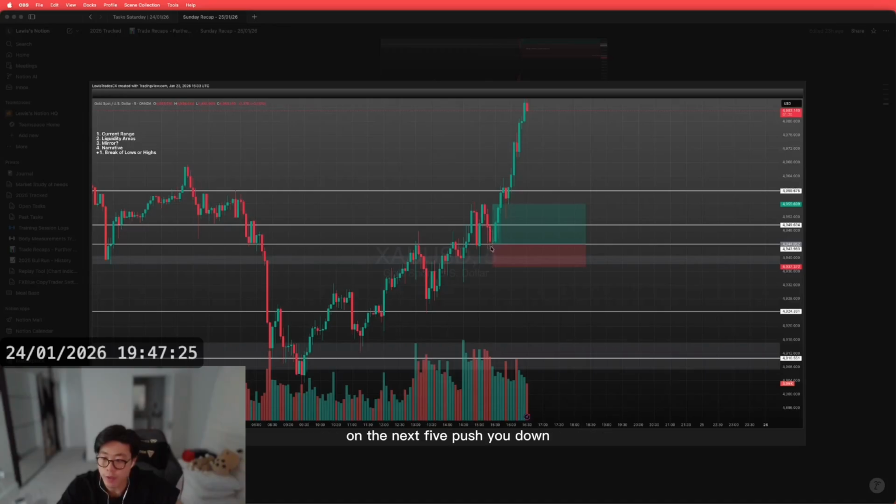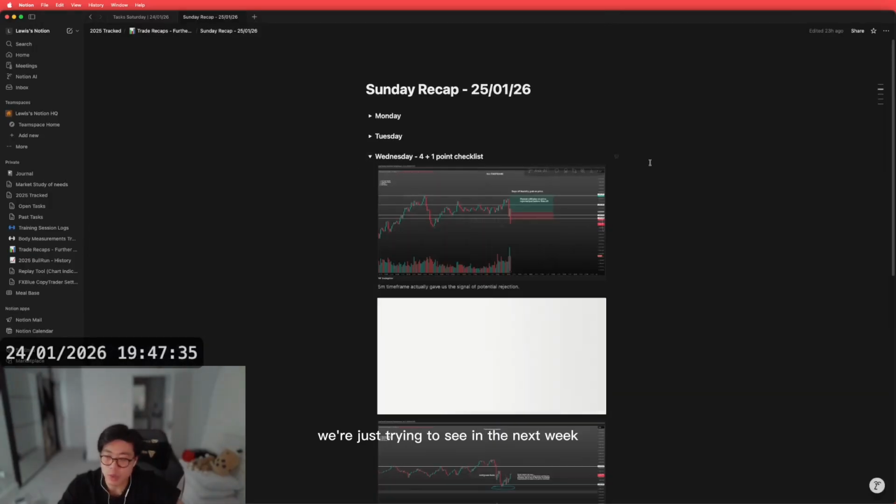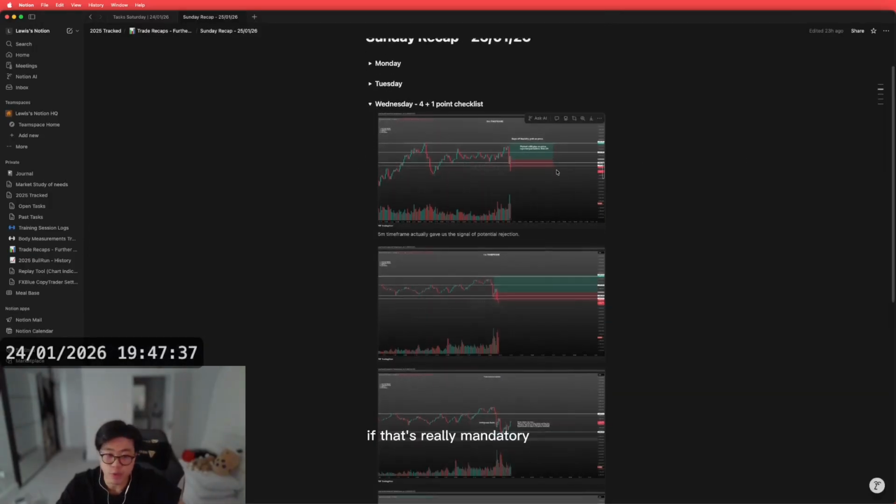Price action on the next 5 pushed you down, rebroke and challenged the lows, so you're ready to start pushing up, right? It's all part of that move. So now we've already developed that. We're just trying to see in the next week if that's really mandatory or if that was a one-off occasion.